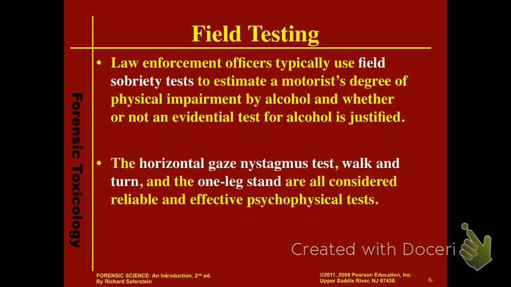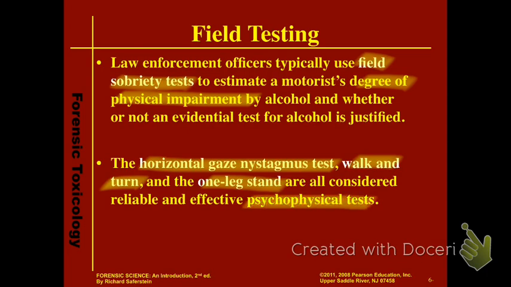At a traffic stop where a law enforcement officer is suspicious that a person is under the influence, there are field sobriety tests that are used to estimate a degree of physical impairment. There's a horizontal gaze nystagmus test, a walk and turn, and a one-leg stand. These are all reliable and effective, what they call psychophysical tests, to make sure what the level of impairment is by alcohol.